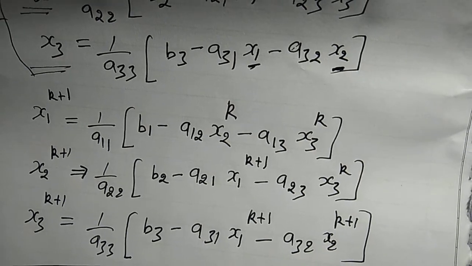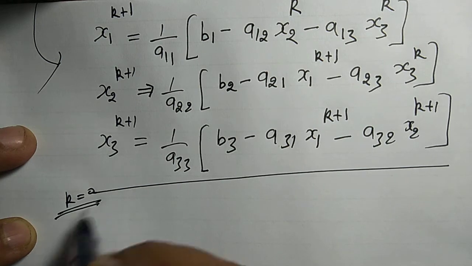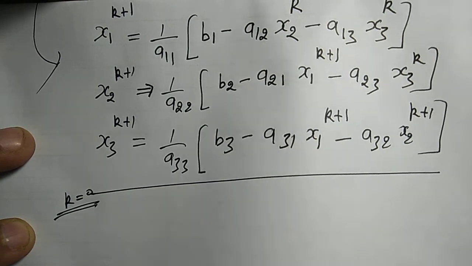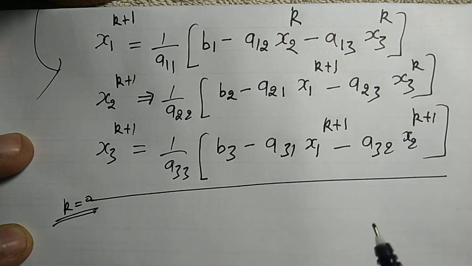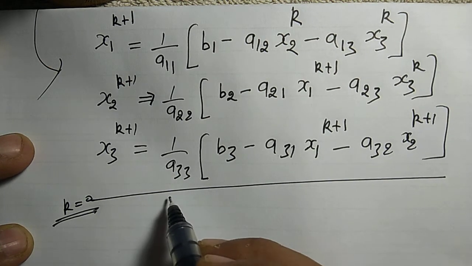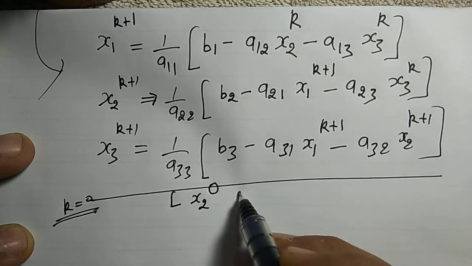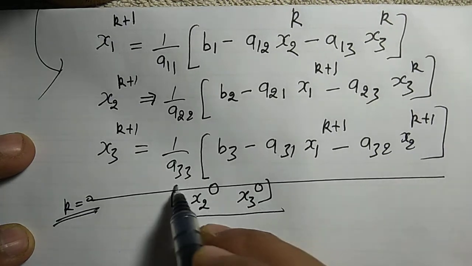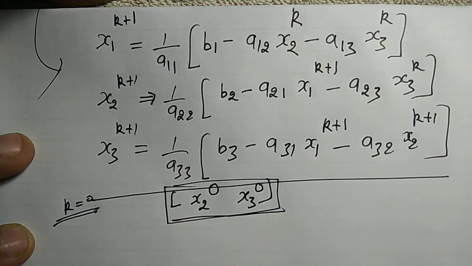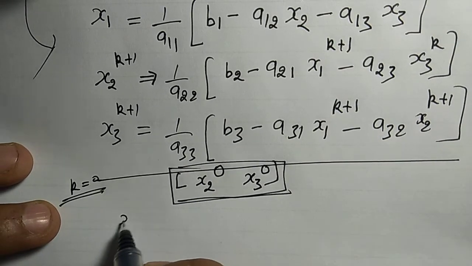Okay, now for the first iteration, k equal to 0. So if k equal to 0, we have x1(1), and x2(0), x3(0). So the initial guess for this method, we need x2(0) and x3(0). So these are the initial guesses for this method.